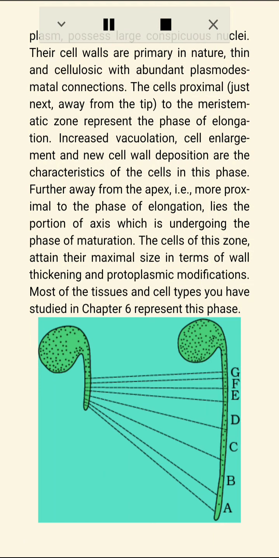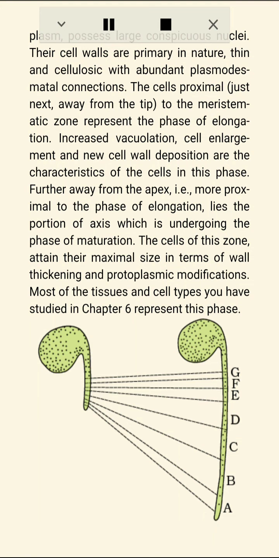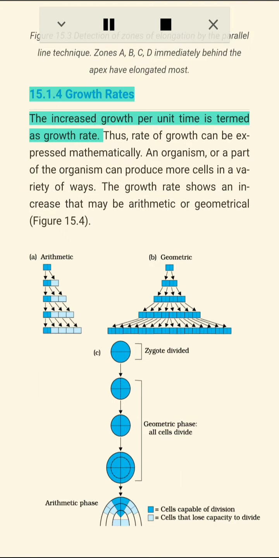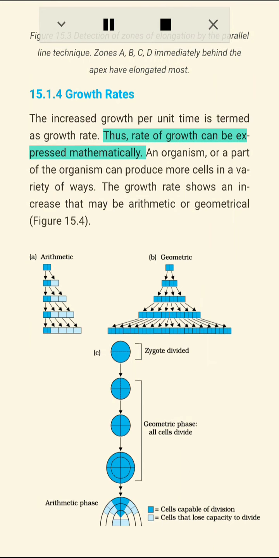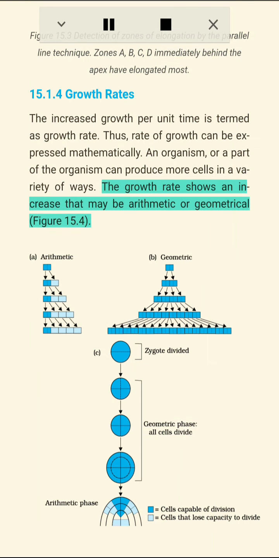Figure 15.3 Detection of zones of elongation by the parallel line technique. Zones A, B, C, D immediately behind the apex have elongated most. 15.1.4 Growth rates. The increased growth per unit time is termed as growth rate. Thus, rate of growth can be expressed mathematically. An organism, or a part of the organism, can produce more cells in a variety of ways. The growth rate shows an increase that may be arithmetic or geometrical.